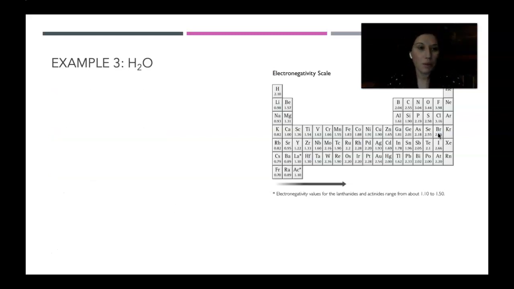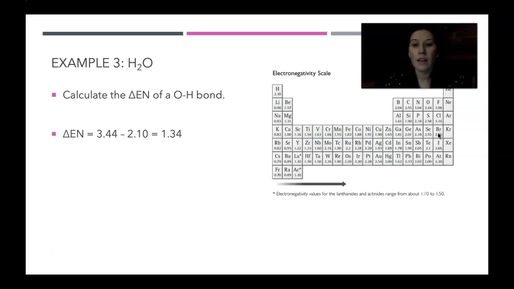All right, example number 3, water. This is a really good example, and this explains a lot of the properties that we see with water. Water has 2 bonds in it, right? There are 2 hydrogen-oxygen bonds, but let's just calculate 1 because it will be the same. So for delta EN, I find my value for hydrogen, which was 2.10. I find my value for oxygen, 3.44. I'm always going to do largest minus smallest. So 3.44 minus 2.10 gives me 1.34. That is indeed greater than 0.5, so this bond is polar.